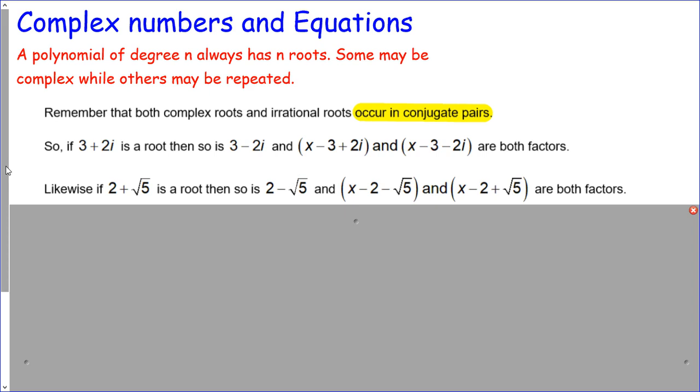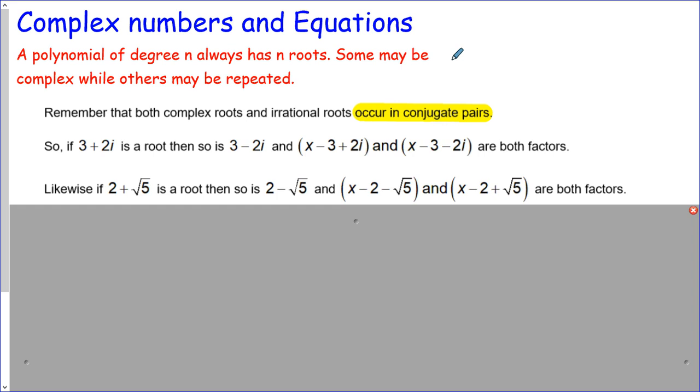Okay, right. While we're here, just remember that a polynomial of degree n always has n roots. So for example, a cubic function will have 3 roots. A quadratic function always has 2 roots, and we know that sometimes they're equal. Something like x squared minus 4x plus 4 has equal roots, but we actually say it's got 2 equal roots, both of them being 2.